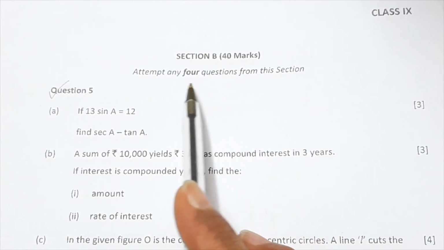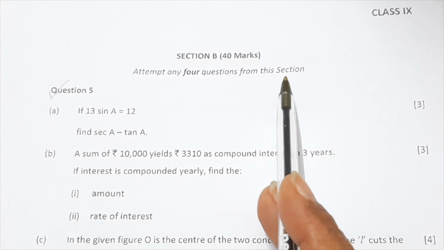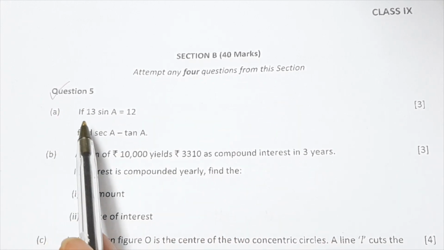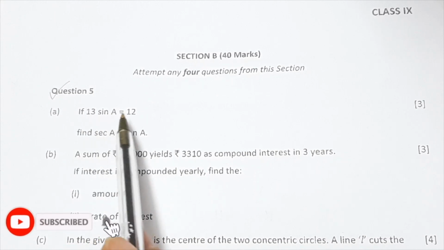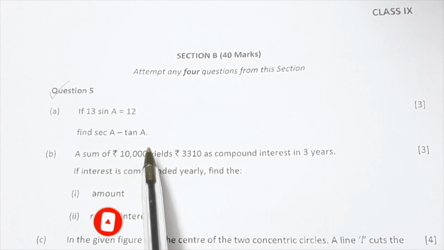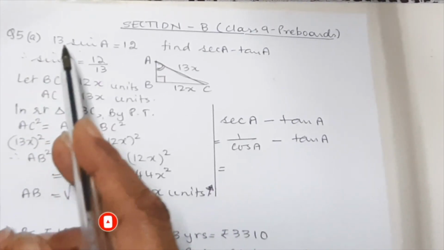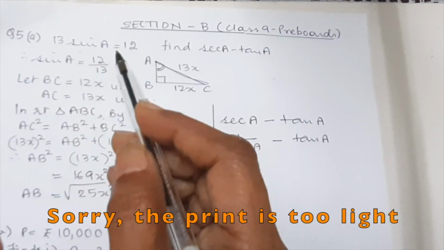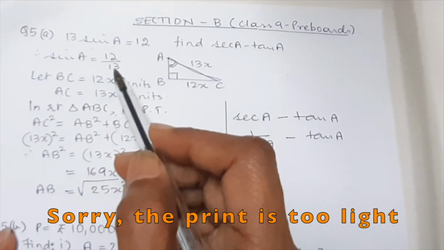Section B, which is 40 marks. And from this section, we have to attempt any 4 questions. We are going to start with question number 5. 5A reads, if 13 sine A is 12, find sec A minus tan A. Question 5A says 13 sine A equal to 12. So we convert it into sine A equal to 12 upon 13.